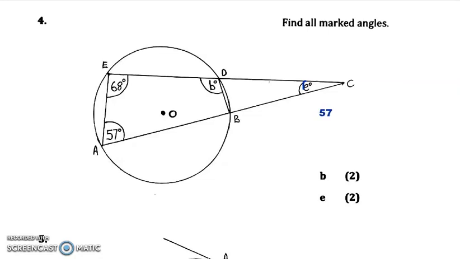And then to find B, we use the theorem for a cyclic quadrilateral. A, E, D, B, and the circle make a cyclic quadrilateral. So opposite interior angles of a cyclic quadrilateral must give you 180 degrees. So to find angle B, you'll say 180 minus 57, which is 123. Therefore, B is equal to 123.